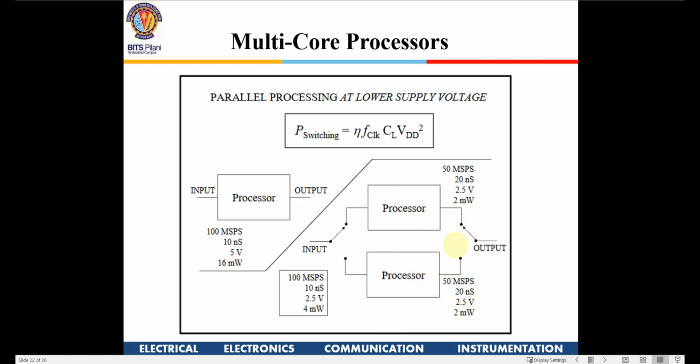Now we add these two outputs and get a single output. So the total power will be 4 milliwatt. This is a single core, and this is a dual core. Both are doing exactly the same function.